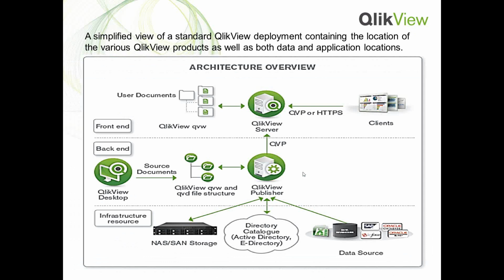These are called source documents. This is just a categorization, just a naming convention. There's no actual type of document that we classify them as. It's just a category that we use so that we can distinguish between them. So we have a QVW and QVD file structure which we maintain, with, let's say, level 1 or level 2 QVWs.